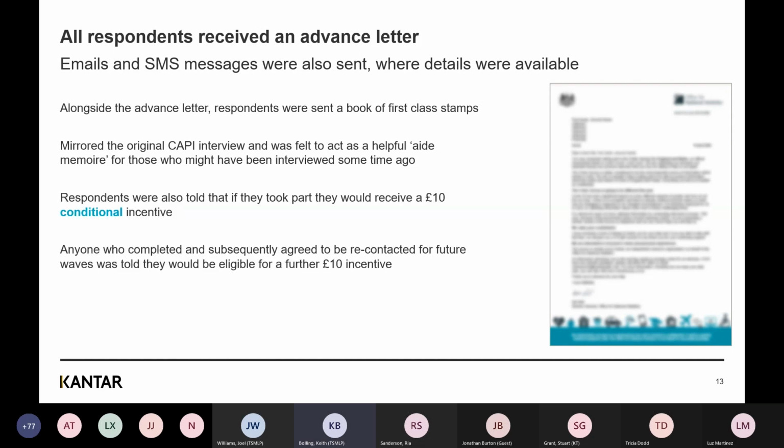Where we did vary, however, was that as part of the advance letter, we told respondents that if they were willing to take part and indeed completed the survey, they would receive a further incentive. This would be a £10 conditional incentive. And similarly, anyone who subsequently completed that survey was told that they would be eligible for a further £10 incentive if they agreed to be recontacted and took part again. So those incentives for wave 2 and, as alluded to, wave 3 are unconditional. They are being used instead of the first class stamps for those people who are being sent advance letters for waves 2 and wave 3.